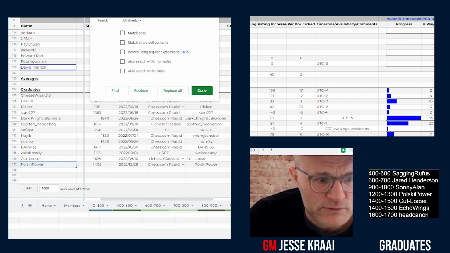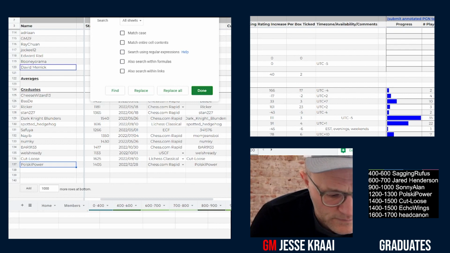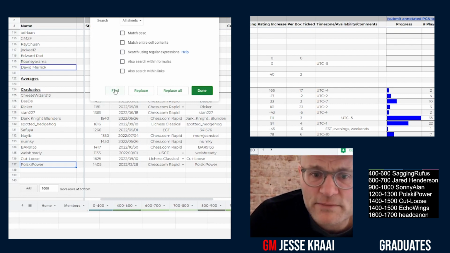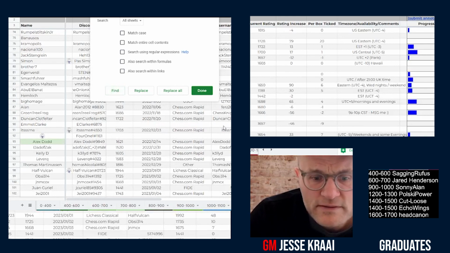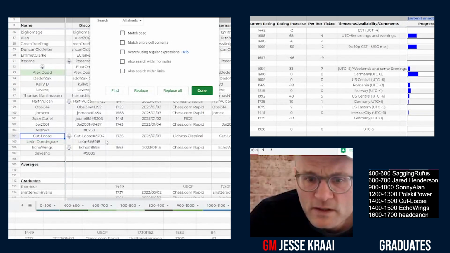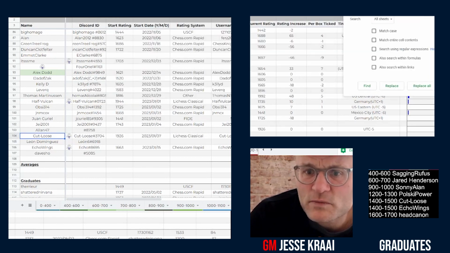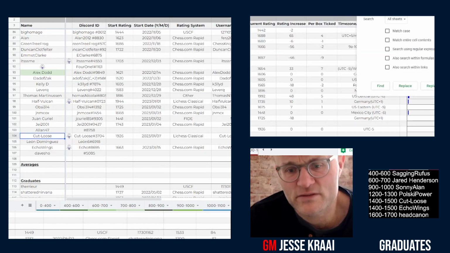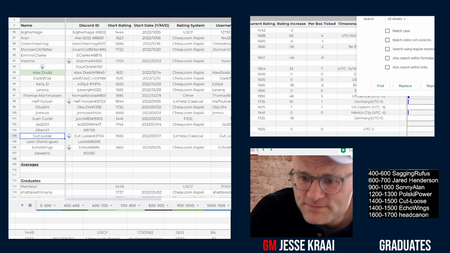This next one is Cut Loose. I could not find Cut Loose's games either. Let's take a look here. Where are we? Started at 1926 Lead Chess. Lead Chess ratings always confuse me because they're so high. I don't know what's going on with Cut Loose because it seems like it's the exact same rating. I don't know. I don't have the answers.